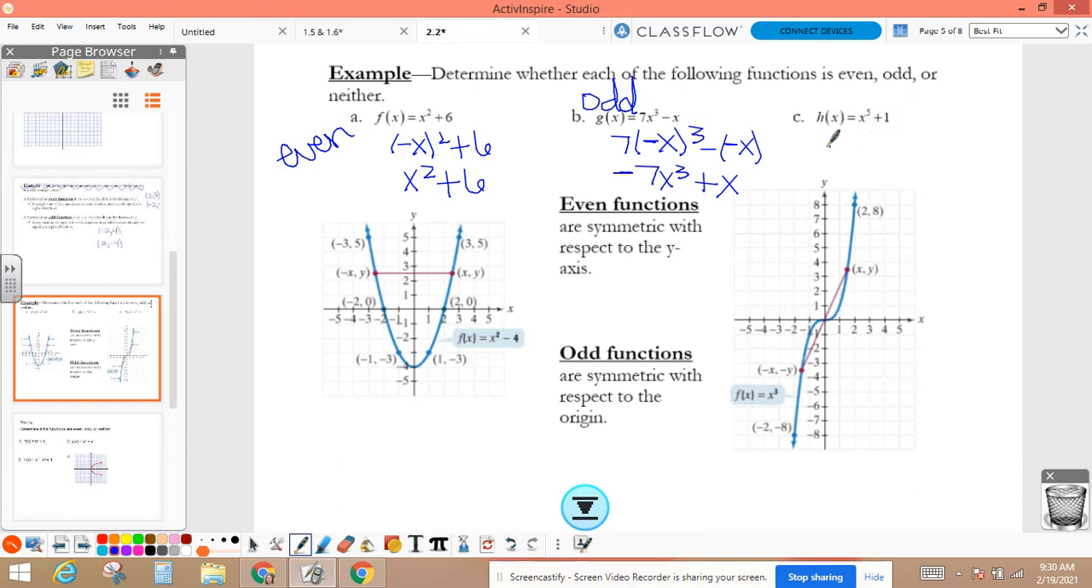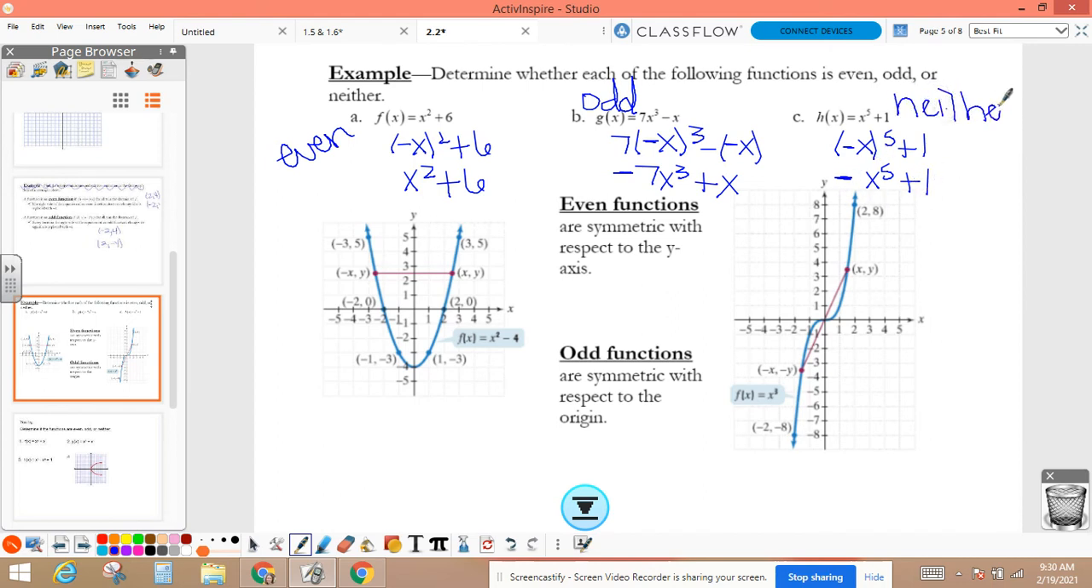All right, so this one, if I make it -x, a negative to an odd power is a negative, so I can just pull the negative out front. But I haven't done anything to change this one. So I changed one piece and not the other. So some has changed, some has not. That makes it a neither.